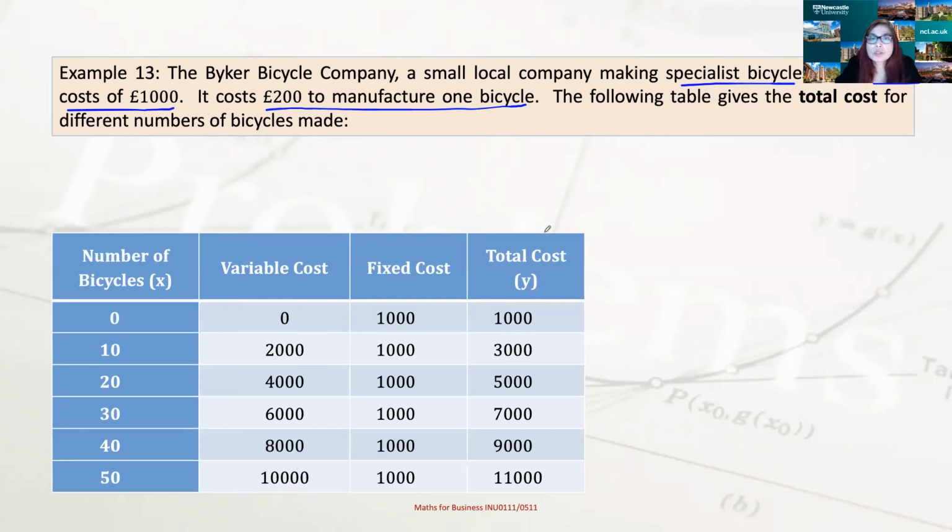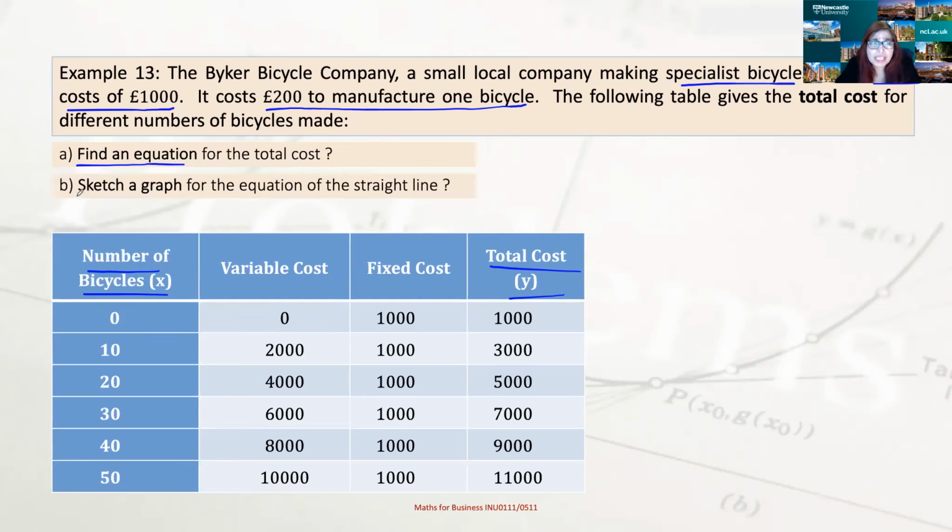The following table gives the total cost for different numbers of bicycles made. The table gives you the total cost, which I'm giving as letter Y, and the number of bicycles as X. The first question is to find an equation for the total cost. You know how to find an equation from a statement now, and the table is given here. From this relation, you can find the equation. Then I want you to sketch a graph for the equation and interpret the gradient and the intercept. That's your job.